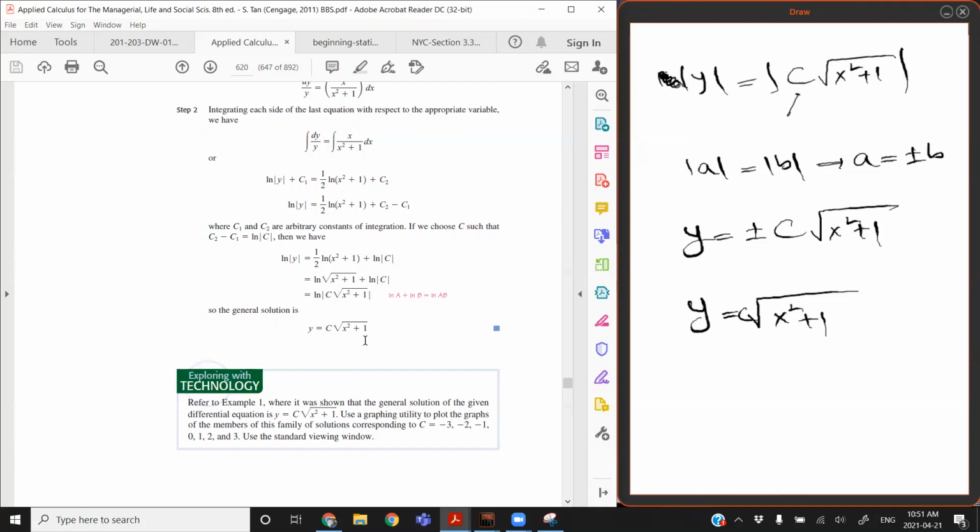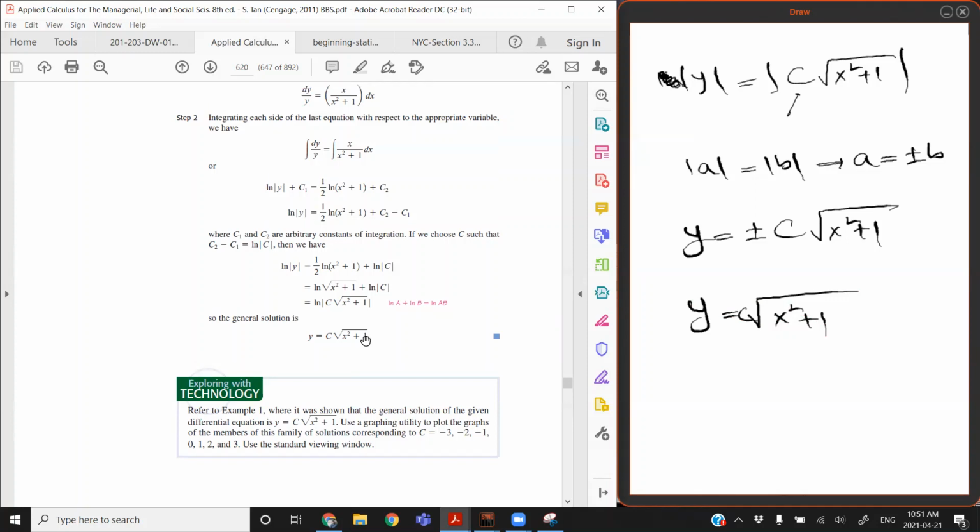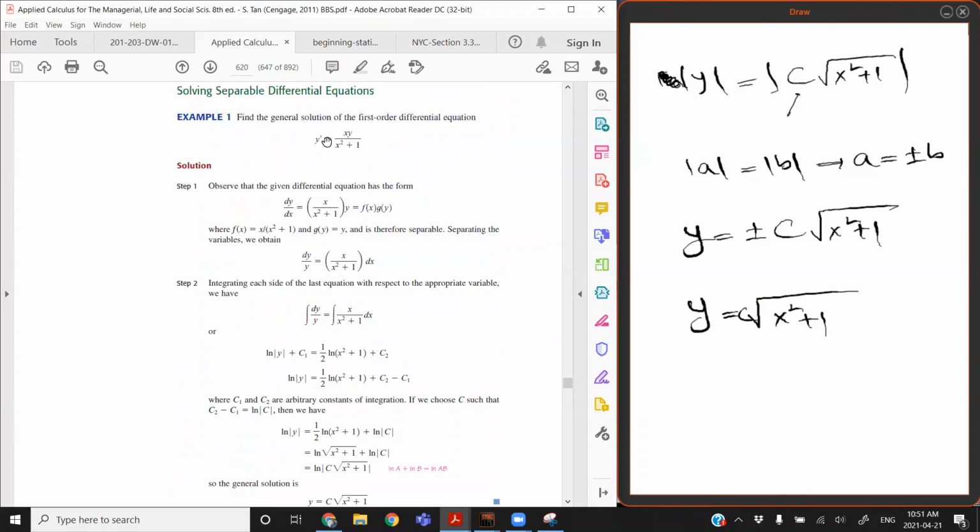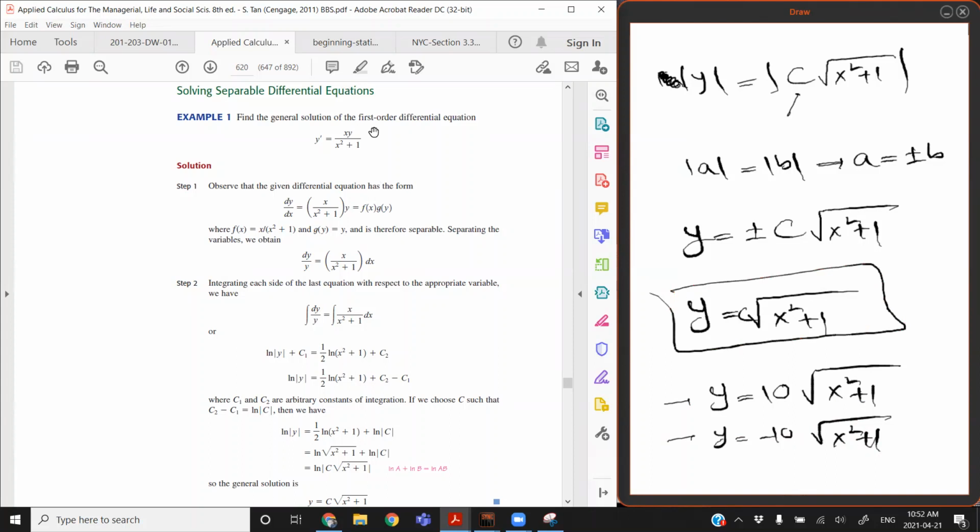That is, any function that has this form would be a solution to this differential equation. For example, a particular solution, if I pick c to be 10, y equals 10 root x squared plus 1, or minus 10, y equals minus 10 root x squared plus 1. These y functions will all satisfy this differential equation, as long as it has the form c times the square root of x squared plus 1. Any questions?